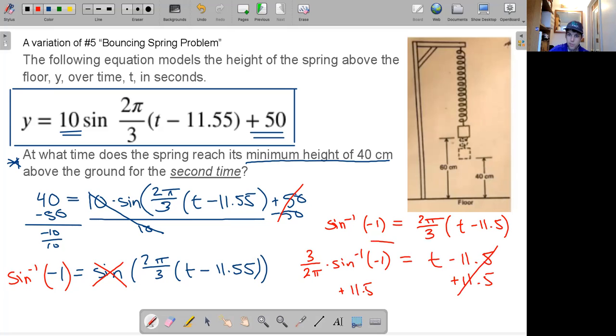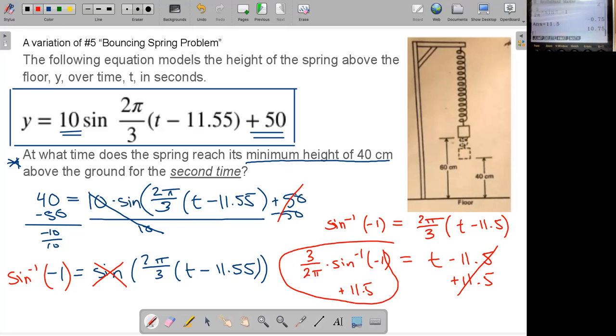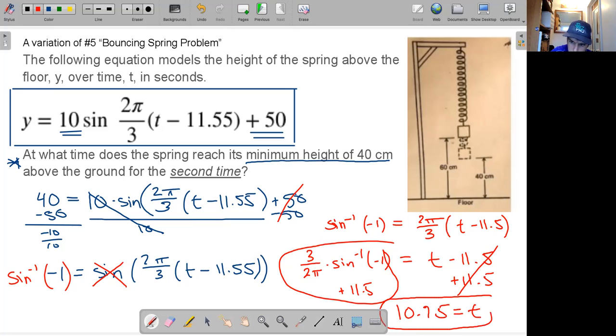So now I can perform all my calculations here. I kept it exact until this point. So let's go ahead and do that. Let's do 3 over 2 pi times sine inverse of -1. And then I'm going to add 11.5. Okay. So here's my calculations. There we go. So I get 10.75. So that is my answer that I'm going to be working with. And that was actually exact. So no rounding was even necessary there.